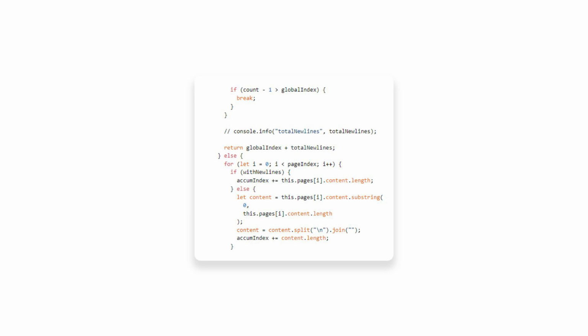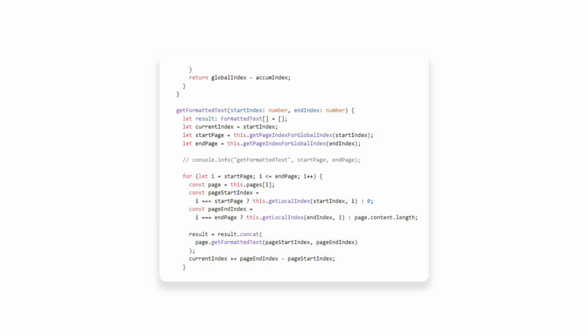3. Accumulating lengths for given pages. For pages preceding pageIndex, it updates accumIndex by summing the lengths of their content. If withNewlines is false, it computes the length without counting newline characters by removing them from the content before summing. For our final piece of code, formatted text retrieval.